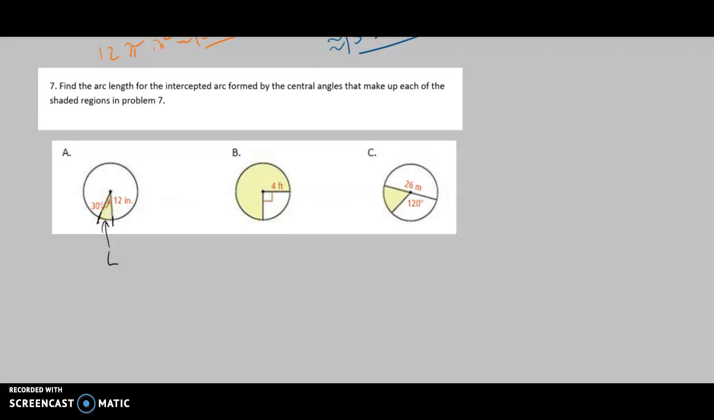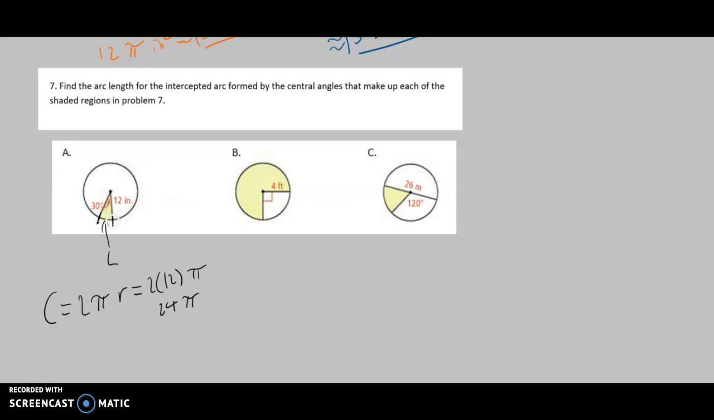So to do that, let's look at the distance I would travel if I was going around the entire circle, just like we did with the area. So we know that the circumference of a circle is equal to 2 pi times the radius. So just like before, I'm just going to plug in our radius here. So that's going to be 2 times 12 times pi. So 24 pi is the distance I would travel if I was going around this entire circle.